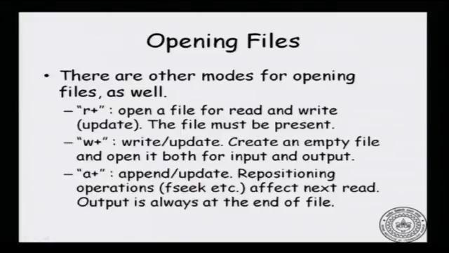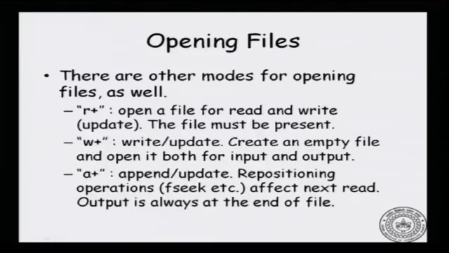So, when you open the files, we saw that you could open it in mode r, w, a. Okay. Now, there are also some other special modes that C gives you. For example, there is something called r plus. This says you can open a file for reading and writing. So, this is essentially an update mode. w plus will be write and update. So, create an empty file and update that file. And there is something called a plus, which is append and update.